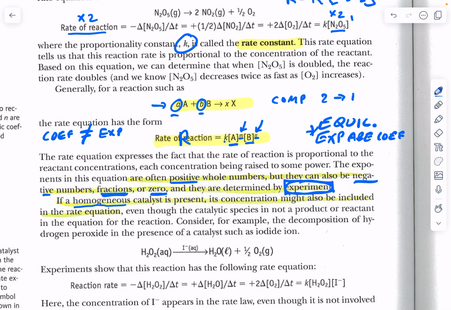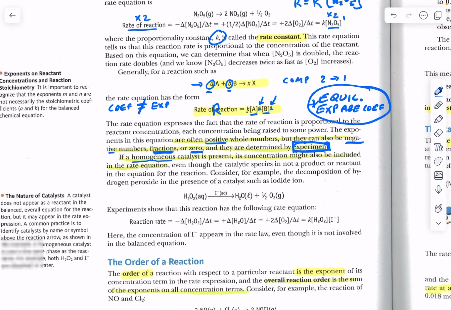In your equilibrium expressions, you know what the equilibrium expression is by simply looking at the balanced equation. But when it comes to writing a reaction rate law, you have to look at the experimental data. You can't just automatically look only at the balanced equation. Very important to know that.